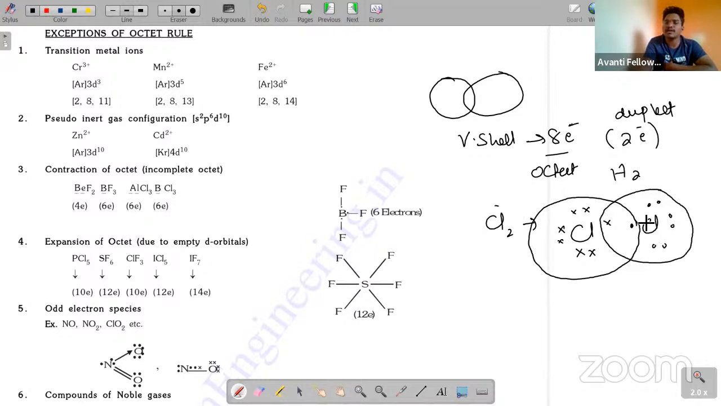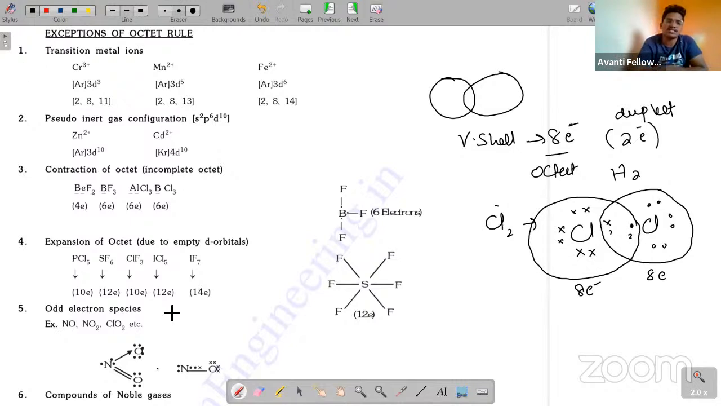Now, if you count the number of electrons here, 1, 2, up to 8. Total 8 electrons for this chlorine and total 8 electrons for this chlorine. So the octet rule is simply nothing but to attain the noble gas configuration in their valence shell to make the compound or molecule stable. There are so many violations of the octet rule.